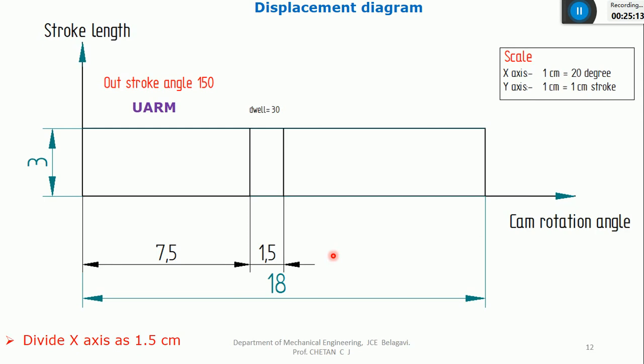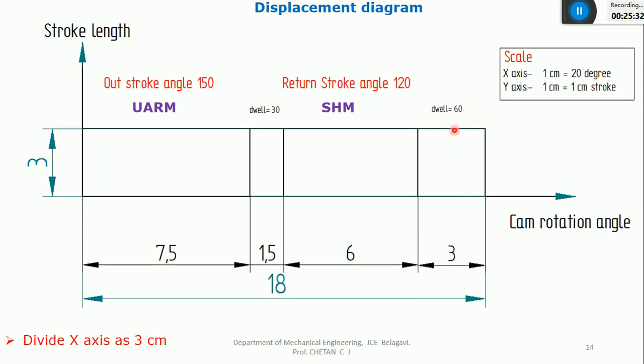After that, for the next 120 degree, there is a return stroke. 120 degree means 120 by 20. Again, it will become 6 centimeters, which is nothing but with a simple harmonic motion. After that, for the next 60 degree, there is a dwell. So 60 degree divided by 20 degree, I'll get 3 centimeter.